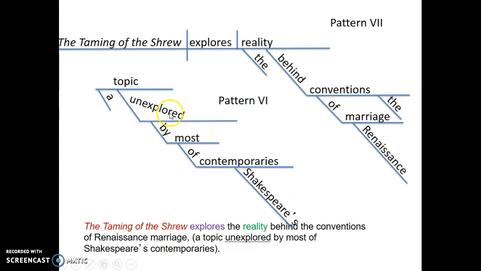Keep in mind that because we do have a verbal, it needs to have a sentence pattern associated with it. So topic would be the subject. Unexplored is the action verb, and then we have nothing following, so it's a pattern 6.